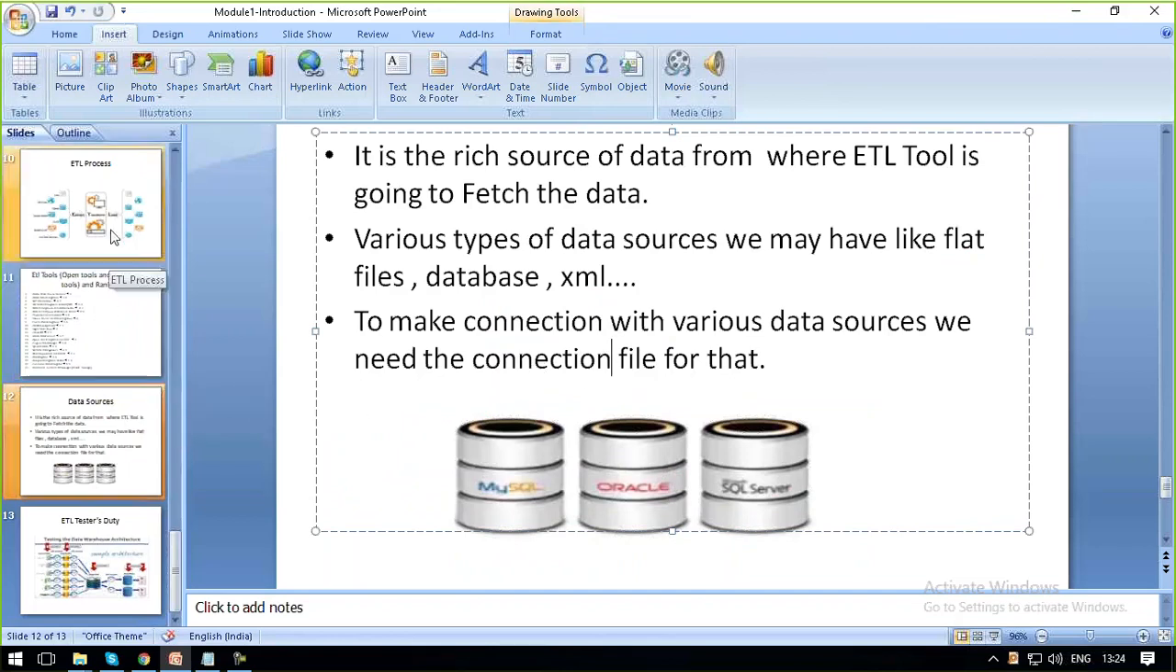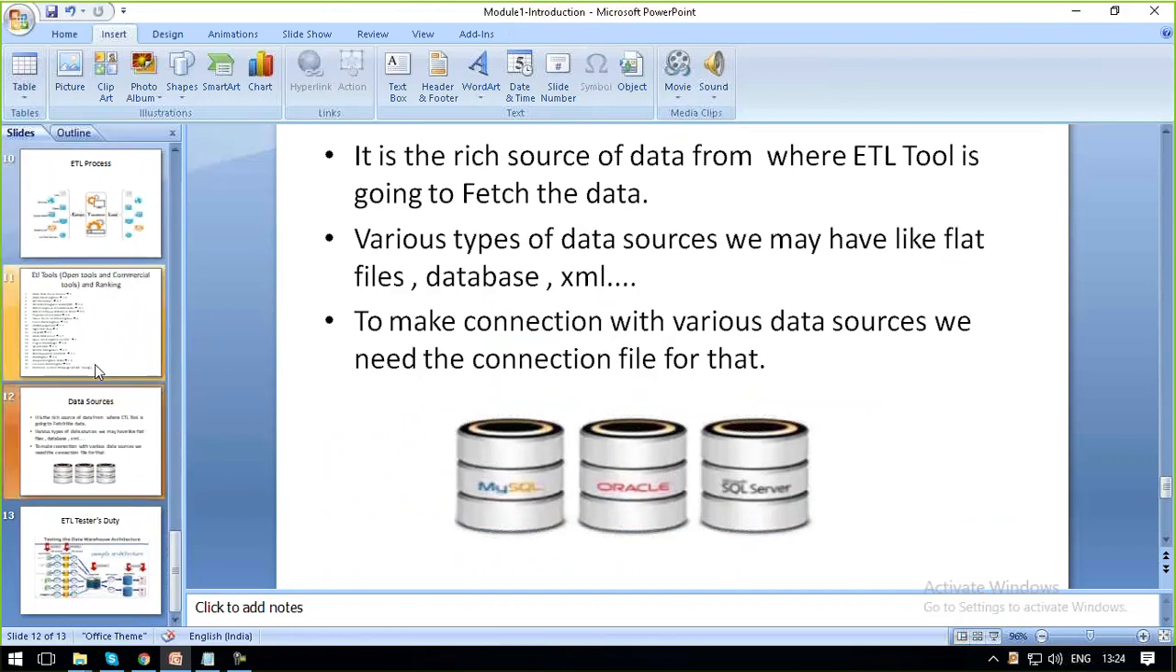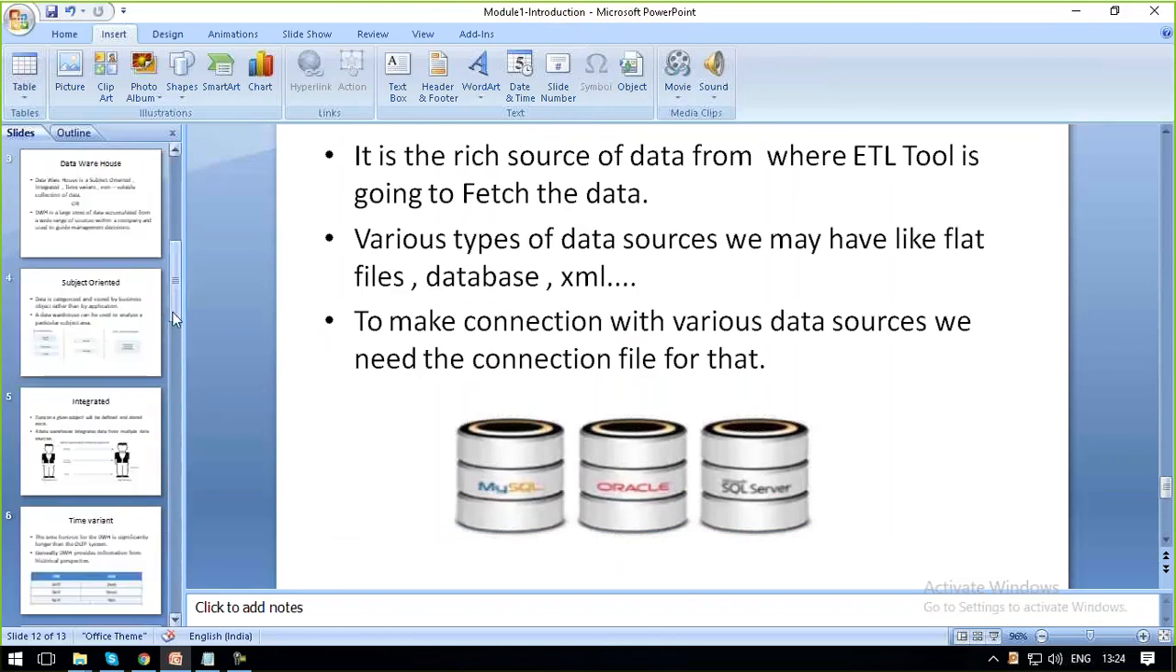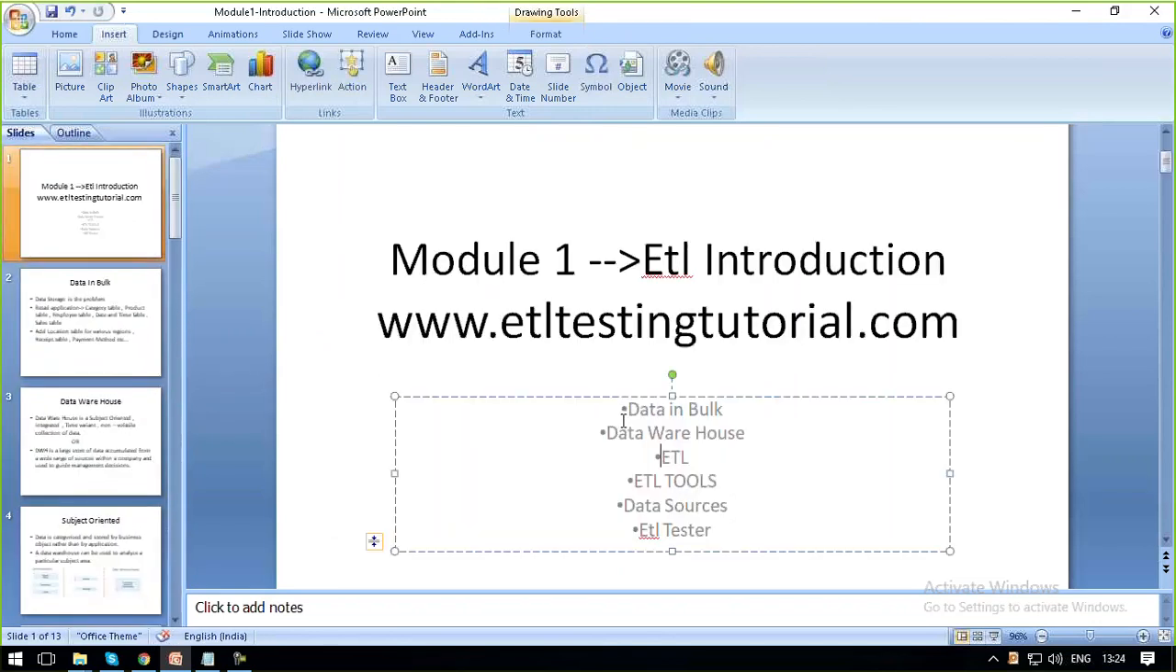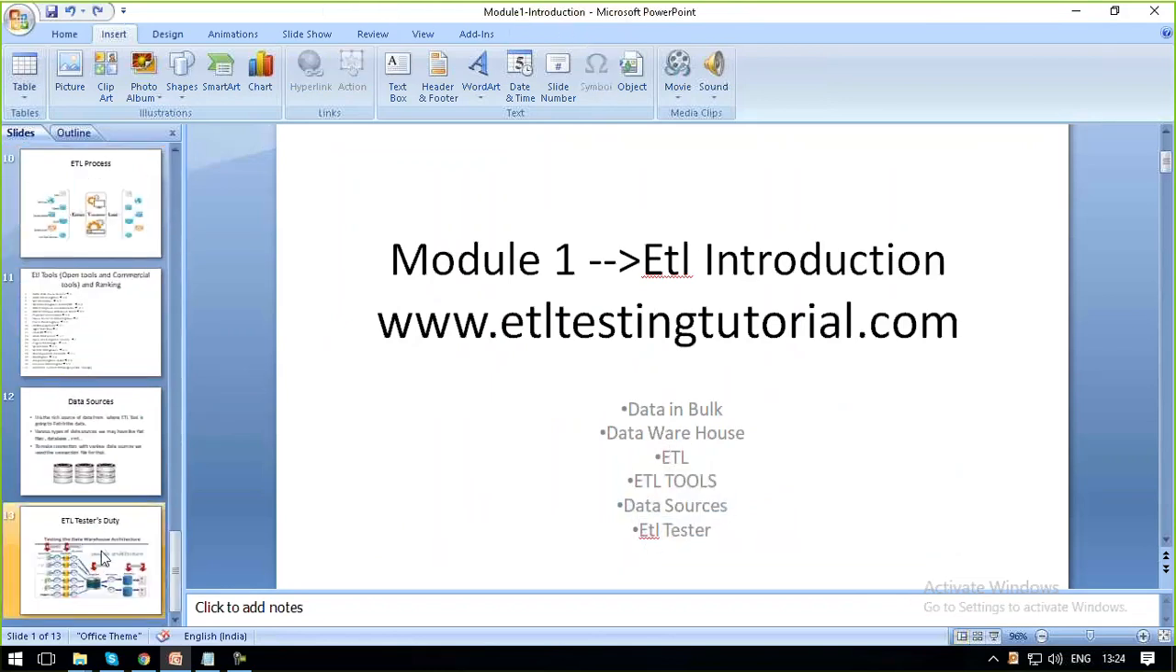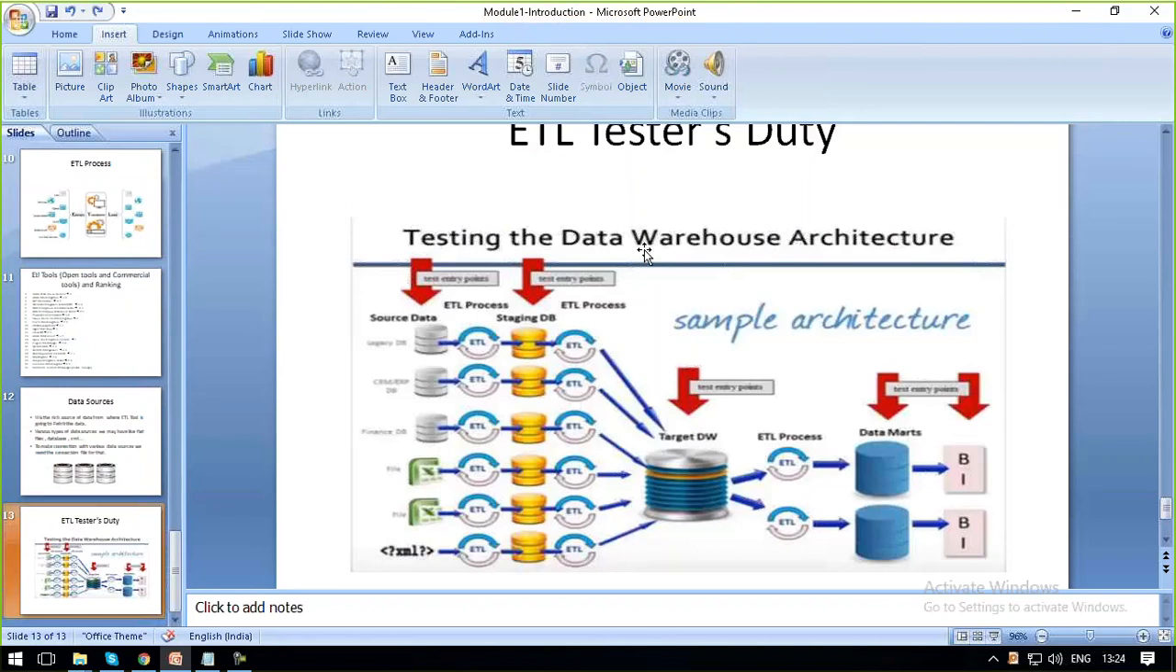Okay, so in the ETL process we have covered sources. Now we have covered all of these things, the data sources. The last topic which is left is the ETL tester. Now let's see, what is the role of an ETL tester?